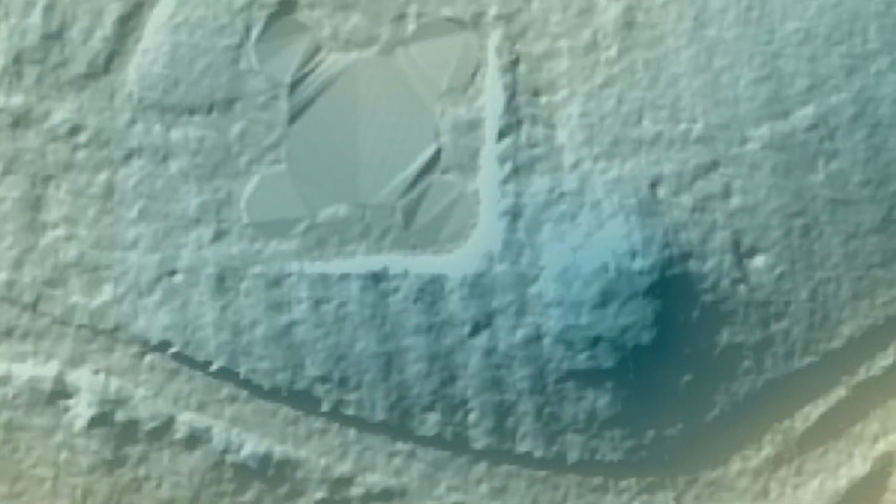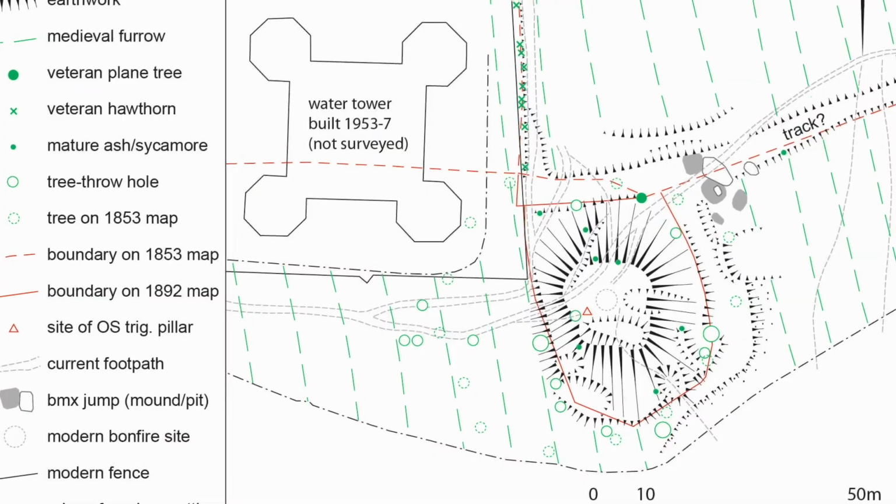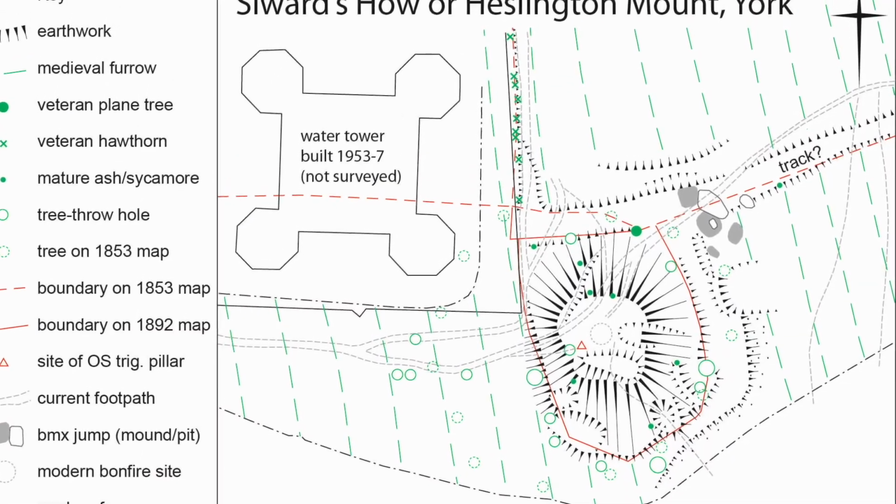So, we've looked at how we can treat a single monument as a landscape, and how we can use non-destructive techniques to address questions about its date and function, questions that would have been more complicated and time-consuming and expensive to address through excavation. And in the process, we've demonstrated that this cannot be the burial place of Earl Siward of Northumbria, or indeed a late Neolithic burial mound. And yet, we know that Siward's How really did exist, because it's mentioned in a string of medieval documents, the earliest dating to 1189, and by the 14th century it had actually had a windmill built on top of it.